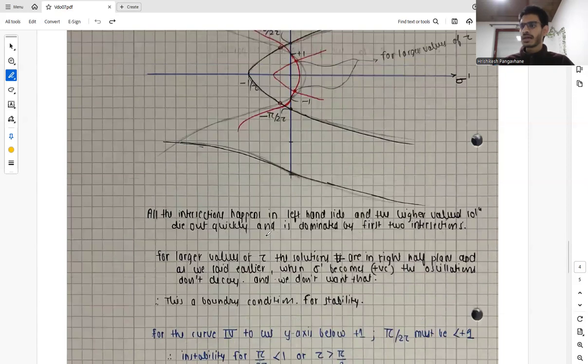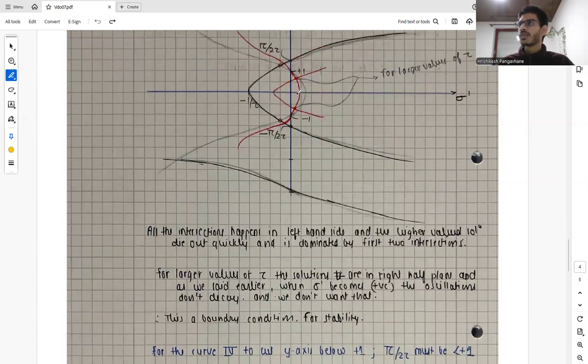And here, for the curve of equation 4 to cut the y-axis, so this is the curve, and for this curve to cut the y-axis below the value of 1, it cuts the y-axis at pi by 2 tau, that we know. So this curve cuts the y-axis at pi by 2 tau, and if the value of pi by 2 tau is lesser than +1, then the solutions lie in the right half plane.